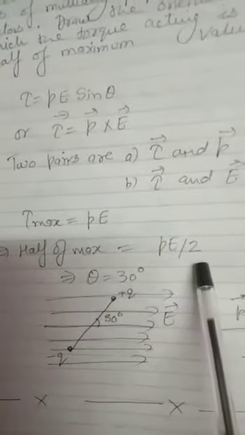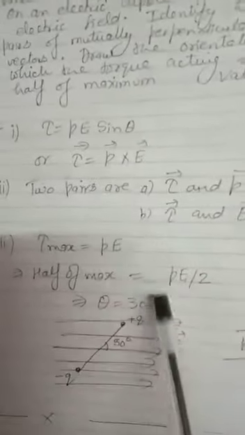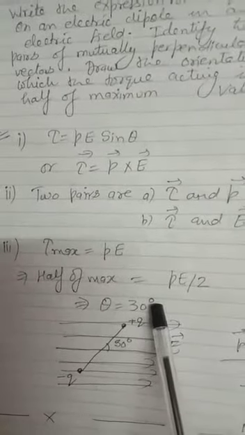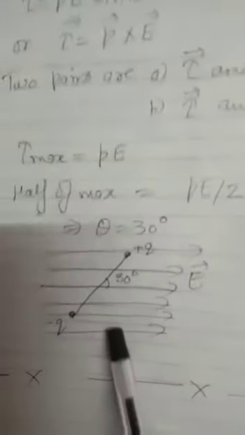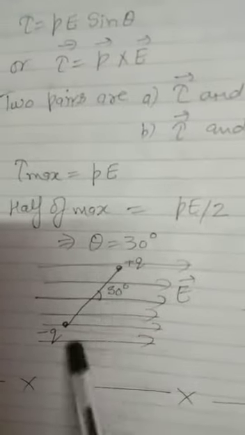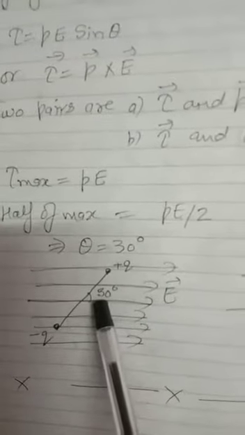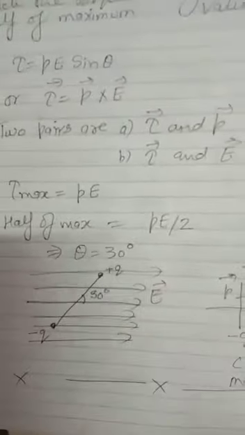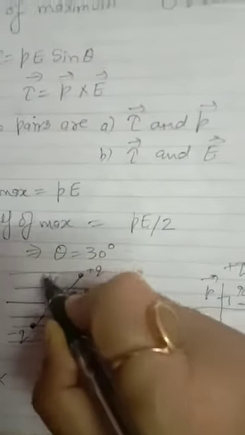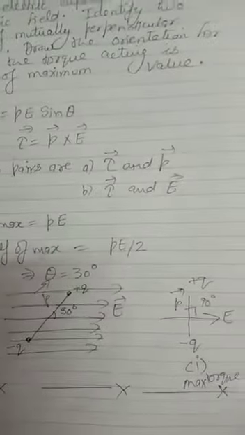And for half of maximum, the value will be PE upon 2. So by the formula PE sin theta, the value of theta should be 30 degree because sin 30 is half. So we will show the orientation. Minus Q and plus Q is the dipole and the dipole moment makes an angle of 30 degree with the direction of electric field, and this is the direction of dipole moment.